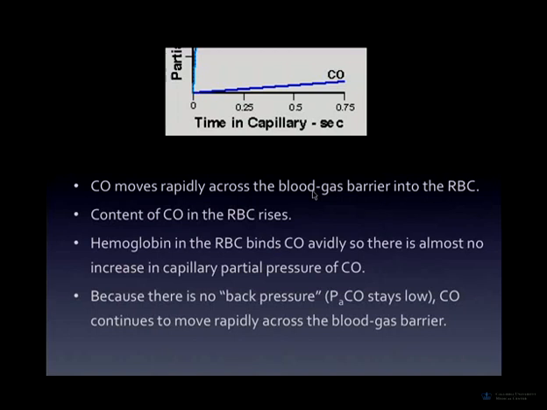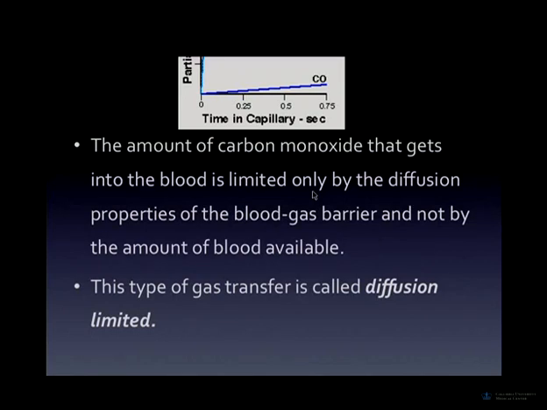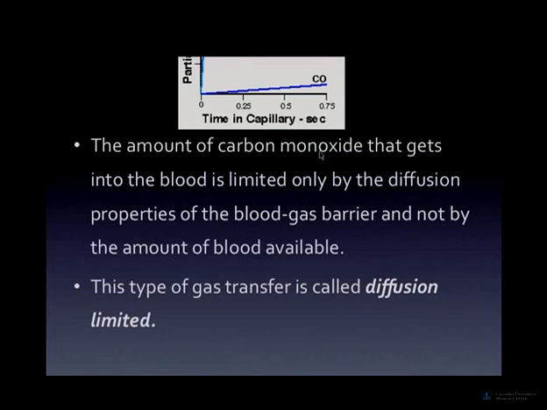Because there's no buildup of back pressure, that carbon monoxide can just keep flowing across that membrane down that diffusion gradient, or down that pressure gradient. So the amount of carbon monoxide that actually gets into the blood is limited only by the diffusion properties of the blood-gas barrier and not at all by the amount of blood available. And we refer to this type of gas transfer as diffusion limited. And this is what it looks like on the graph.